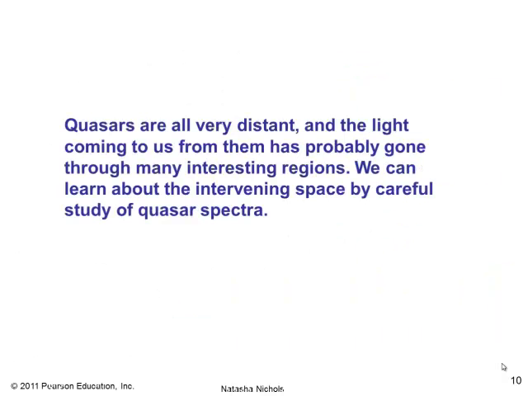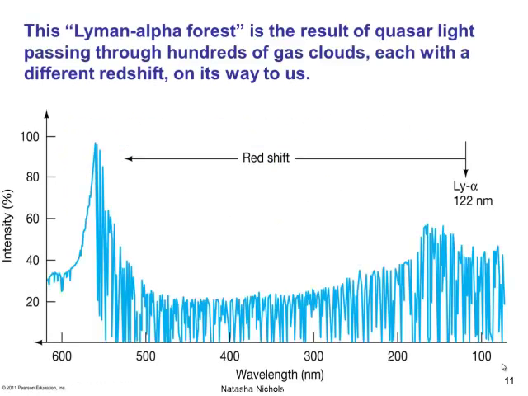Quasars are all very distant, and the light coming to us from them has probably gone through many interesting regions. We can learn about the intervening space by careful study of quasar spectra. Here we have a picture of what is called the Lyman-alpha forest spectra. When light from a distant quasar passes through a foreground cloud of atomic hydrogen, the absorption lines produced bear the cloud's redshift.